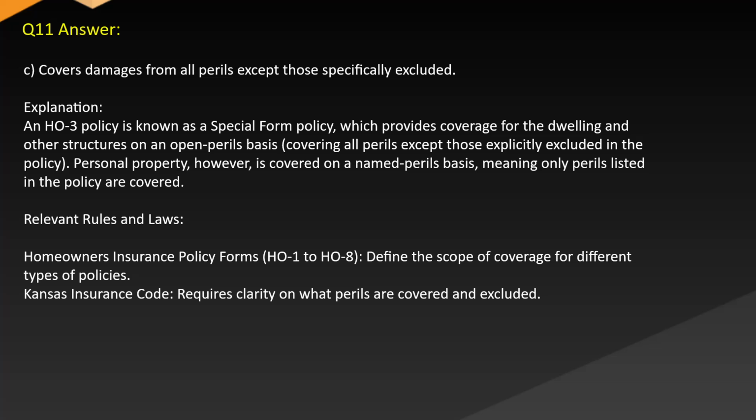Relevant rules and laws. Homeowners insurance policy forms HO1 to HO8 define the scope of coverage for different types of policies. Kansas Insurance Code requires clarity on what perils are covered and excluded.